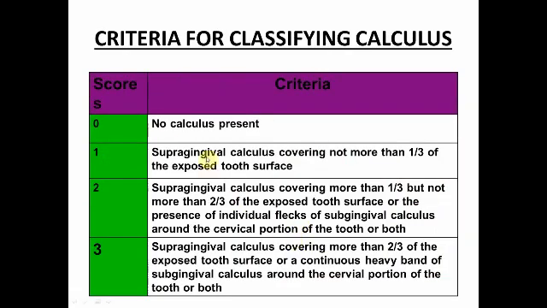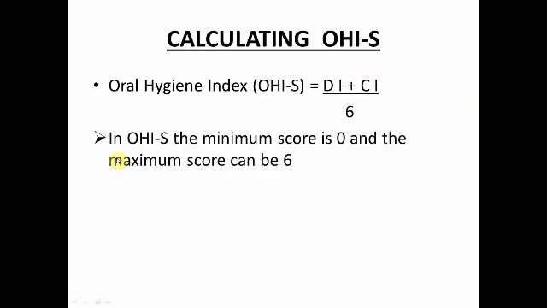For calculus, a similar measure is used. For the oral hygiene index simplified, we add the debris and the calculus together and divide it by 6, the number of teeth used, and the maximum can be 6.